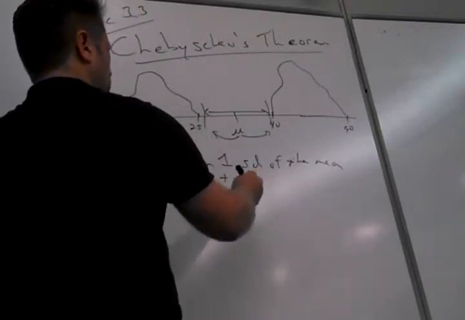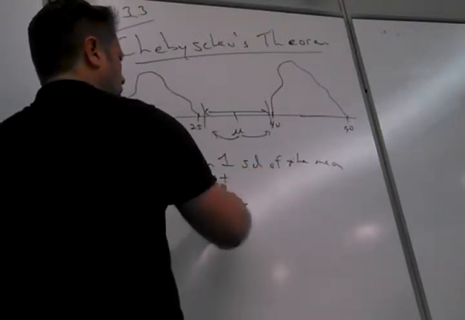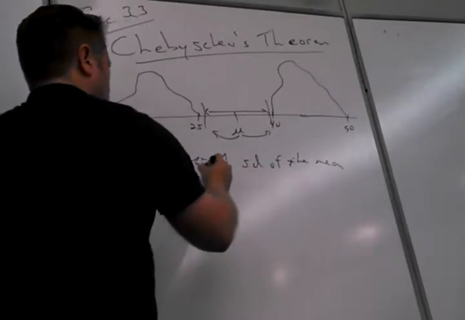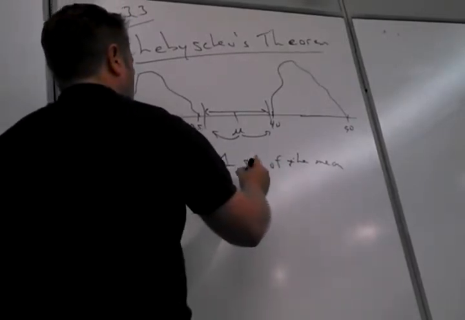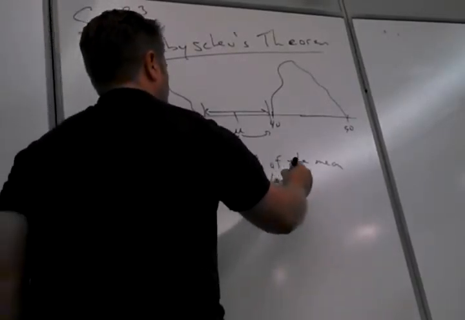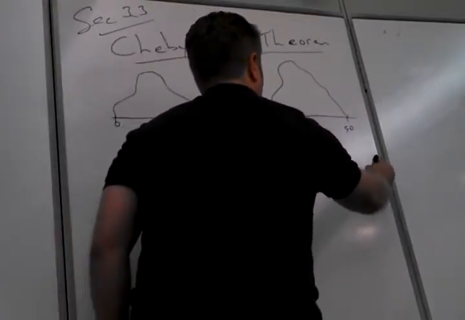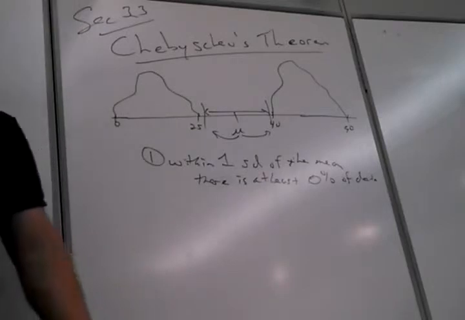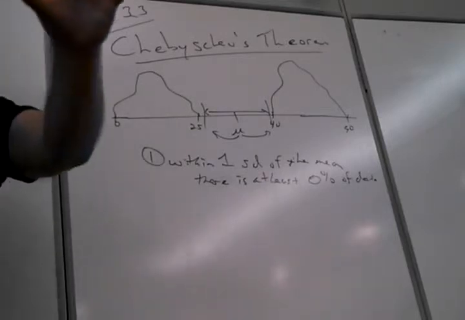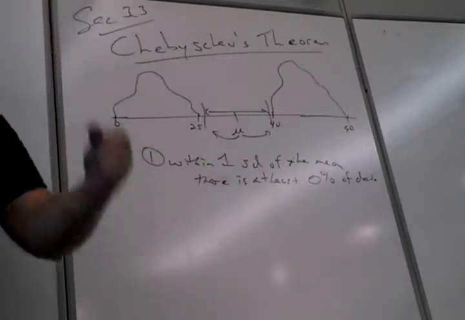Within one standard deviation of the mean, why did I write the word at? Within one standard deviation of the mean, there is at least, oh I see, that's why, 0% of the data. So far he's right. We got 58.3. That's at least 0%. Yay, Chevy Chev.